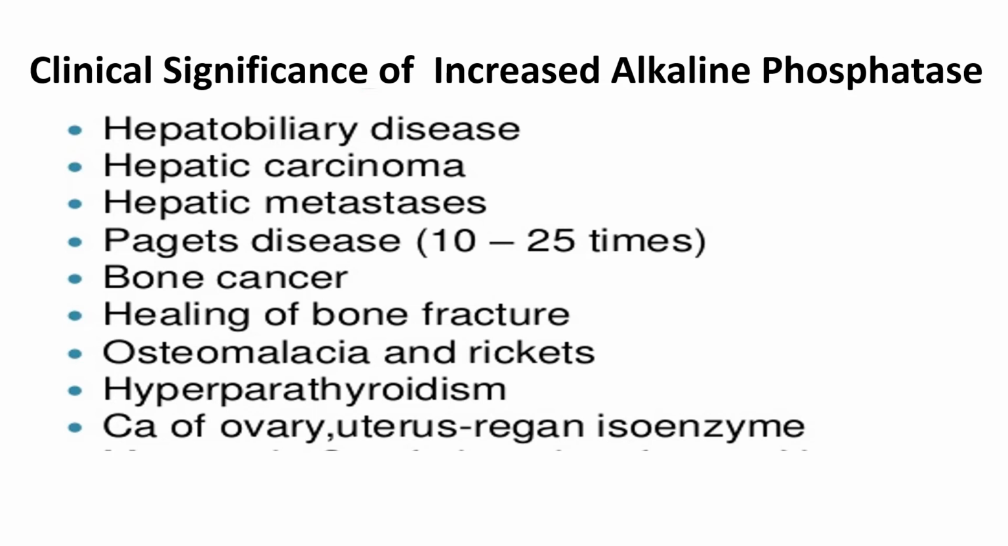Besides this, disorders of vitamin D deficiency in children and adults, called rickets and osteomalacia, hyperparathyroidism, and cancers of ovary and uterus are also indicated by high levels of alkaline phosphatase.